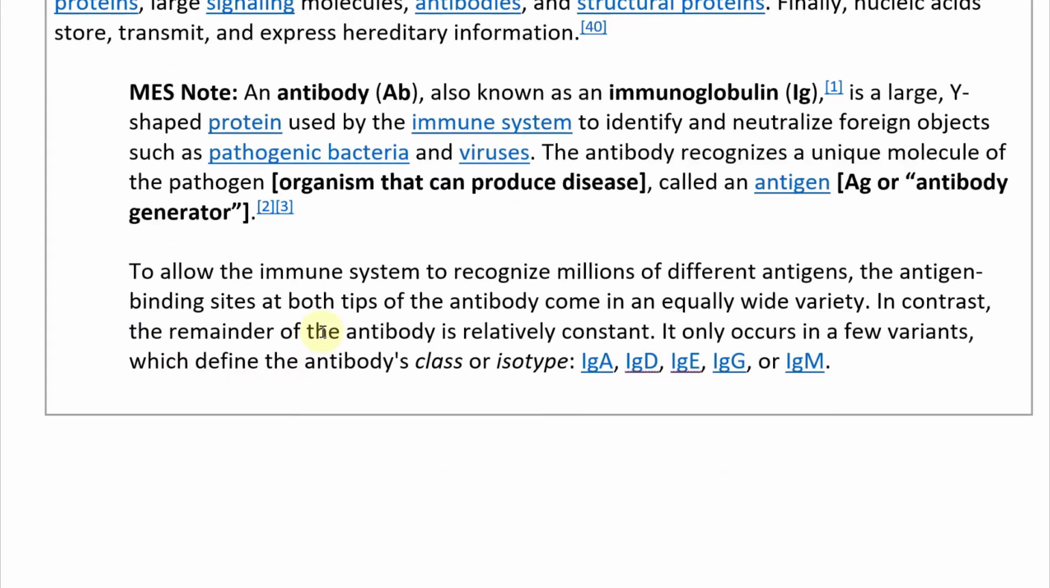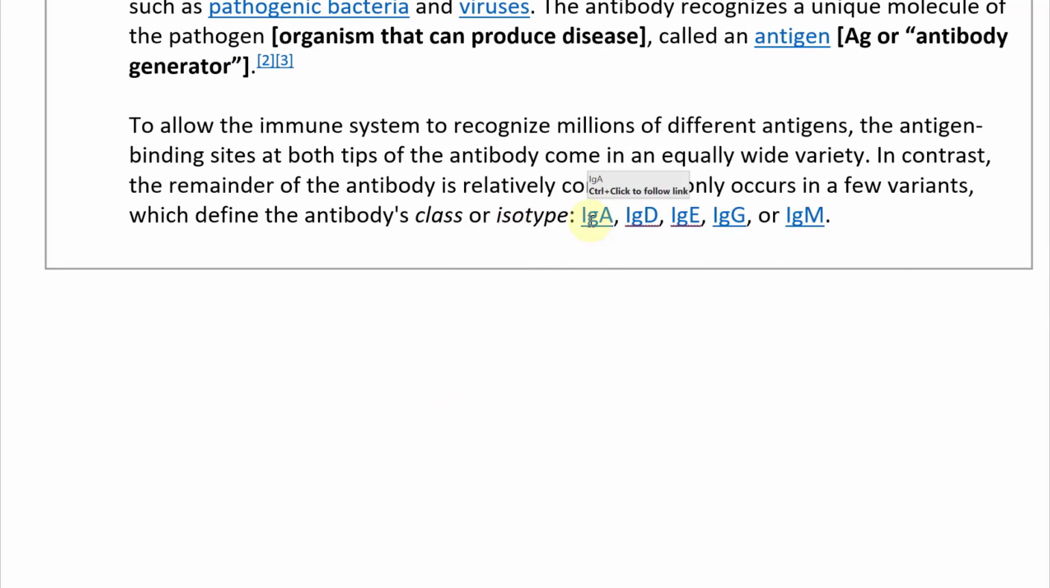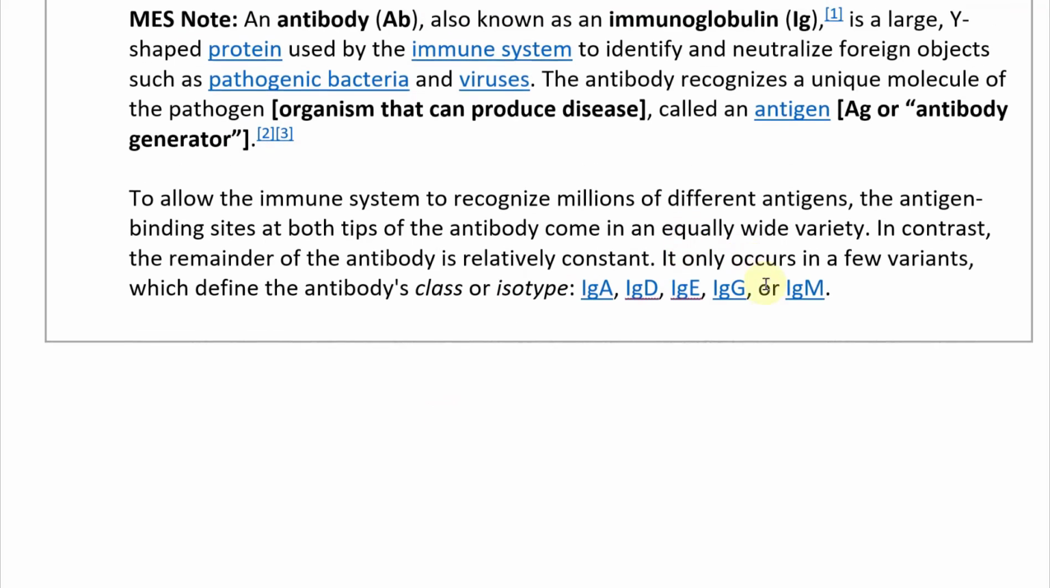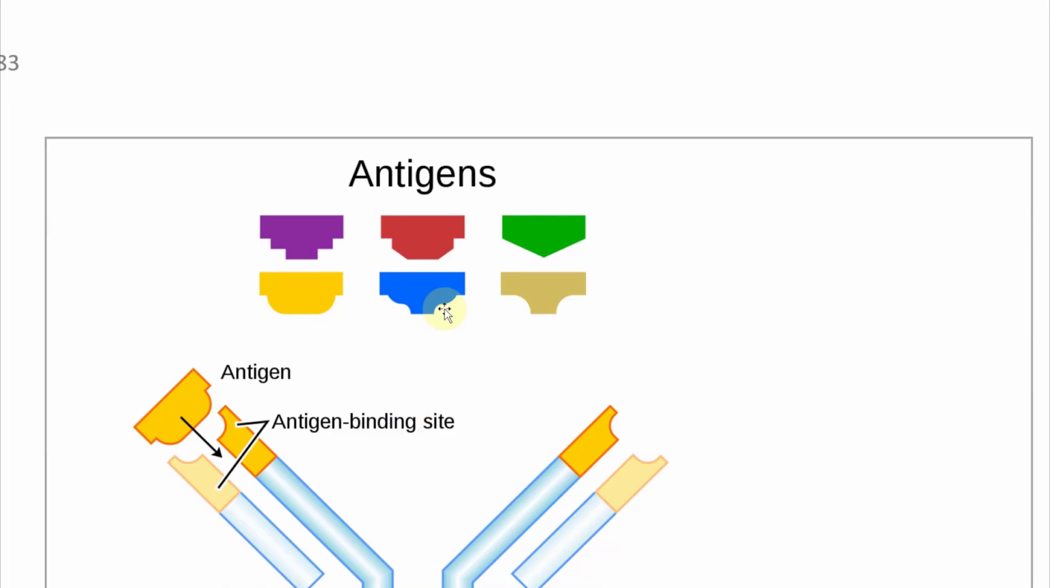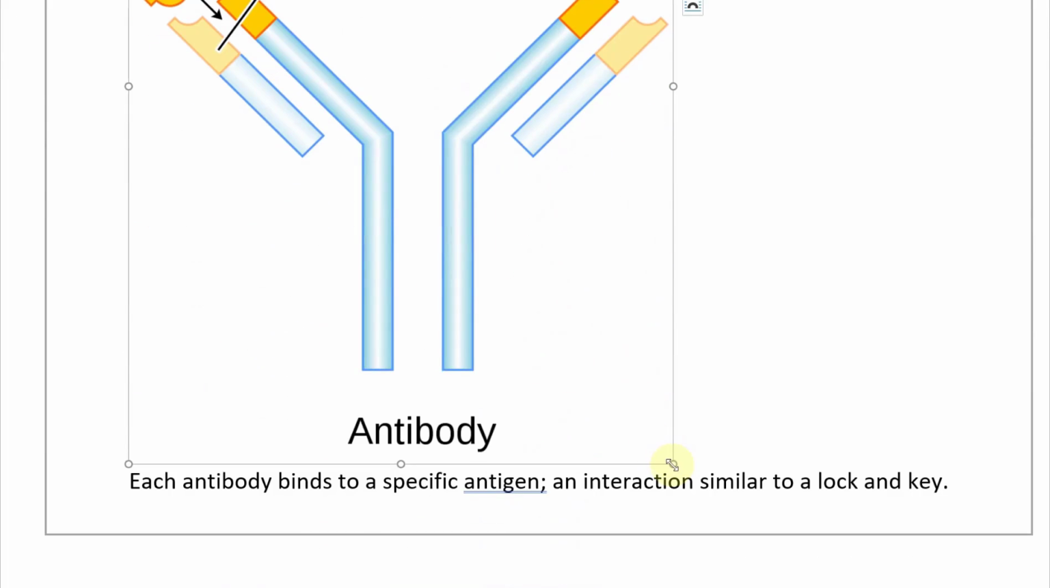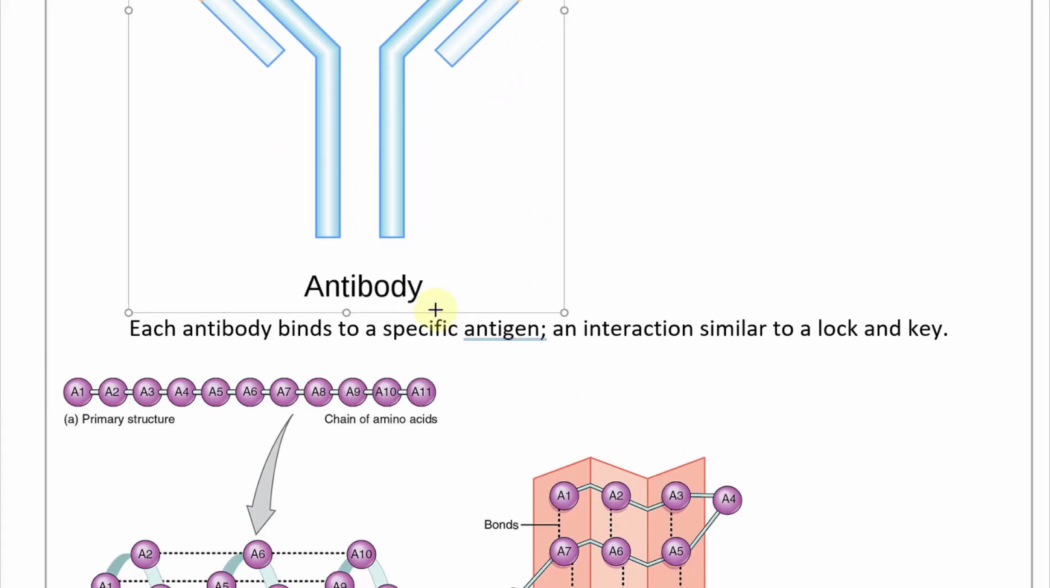Going further, to allow the immune system to recognize millions of different antigens, the antigen binding sites at both tips of the antibody come in an equally wide variety. In contrast, the remainder of the antibody is relatively constant. It only occurs in a few variants which define the antibody's class or isotype. And you have IgA, IgD, IgE, IgG, or IgM. So those are the types of antibodies, or the class of it. So here is the basic structure of this antibody here.